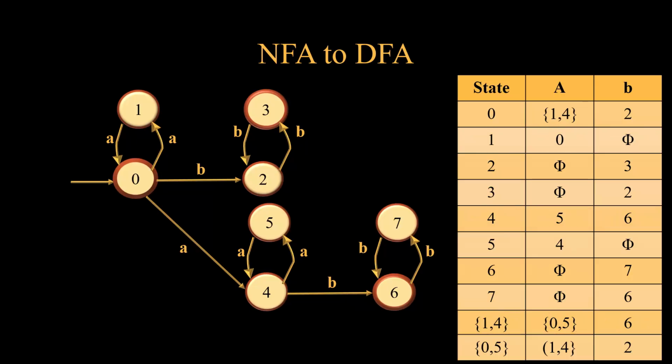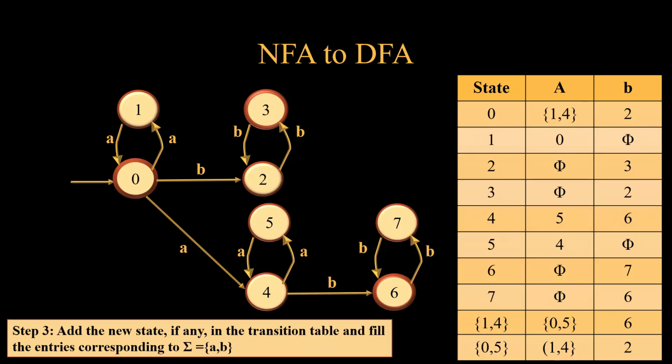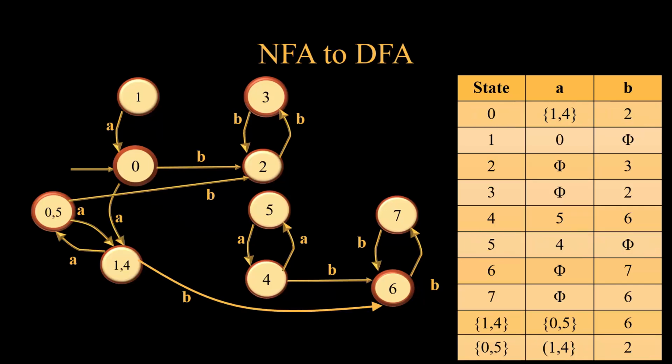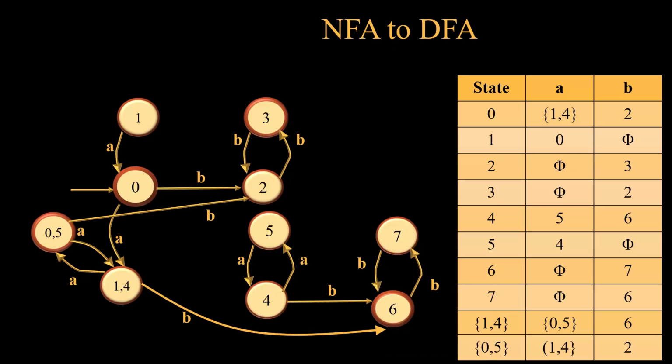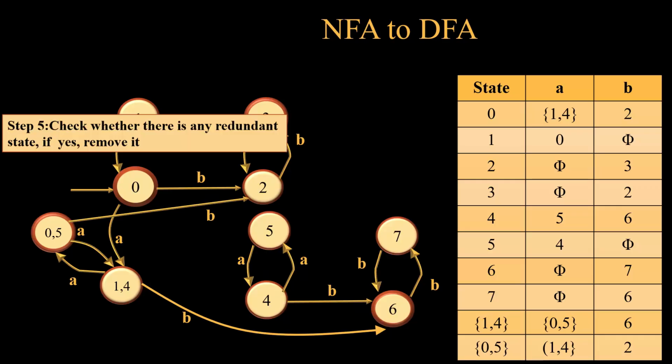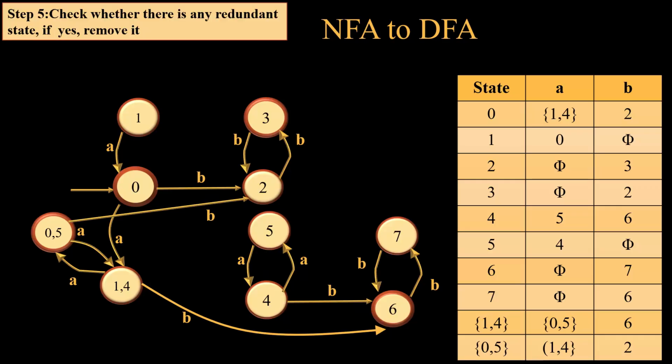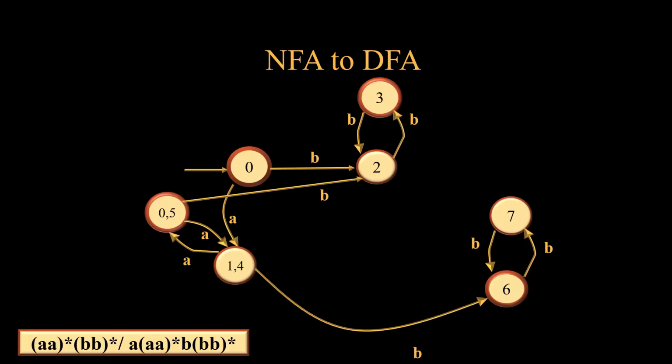Now we have one new state, 0,5. So we will add this new state also. 0,5 on a gives us 1,4. 0,5 on b gives us 2. Now we don't have any new state, so the DFA is ready. We draw the DFA corresponding to this transition table. Once we have drawn it, we have two new states incorporated into this DFA. Now we check if there is any redundant state. If yes, then remove it. So we will remove these, and this is the final DFA corresponding to the regular expression given in the first slide.